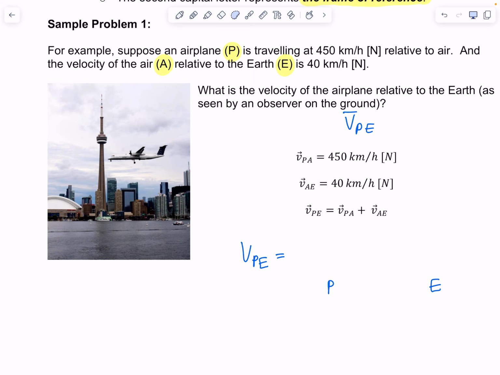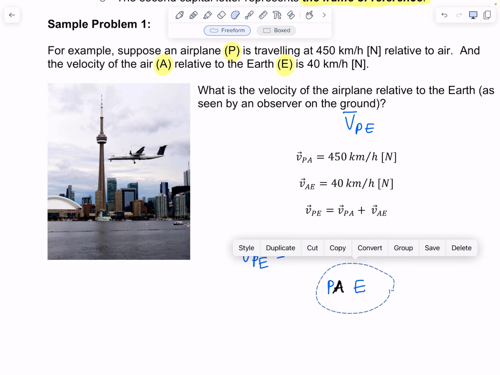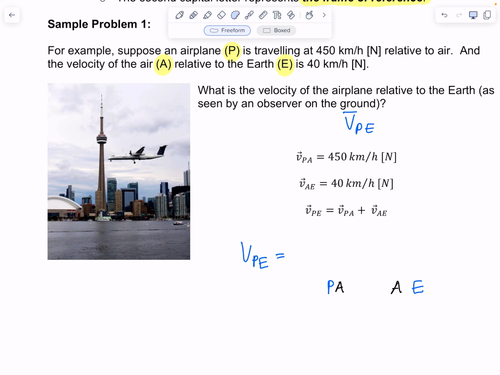I know the velocity of the plane relative to the air. I know the velocity of the air relative to the Earth. So if I add these two together, I can find the velocity of the plane relative to the Earth. So this is what we're going to do, literally. This is our equation.